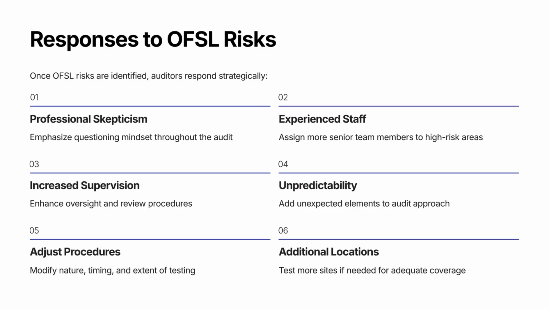Once OFSL risks are identified, the auditor responds by emphasizing professional skepticism, assigning more experienced staff, increasing supervision, adding unpredictability to the audit, adjusting the nature, timing, and extent of procedures, testing additional locations if needed. These responses help ensure the audit remains effective, even when risks are high.